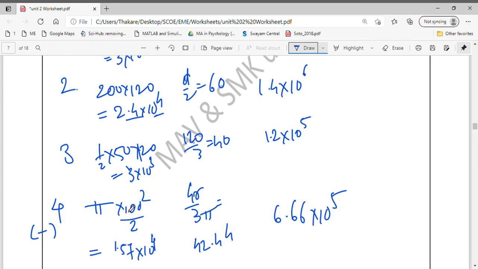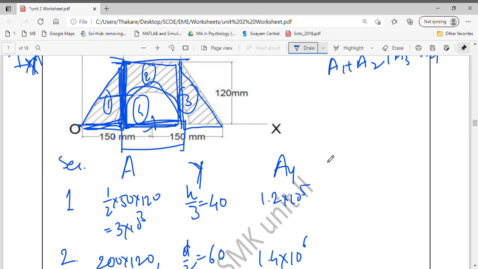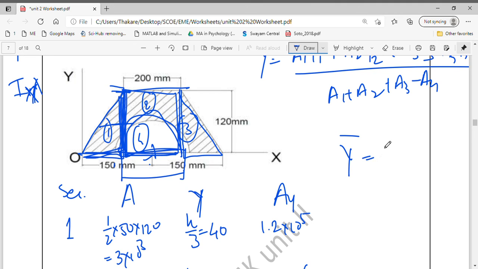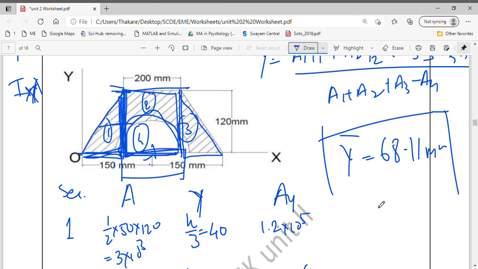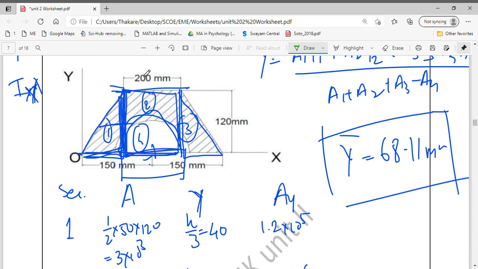On substituting all these values, this will be minus, this will be minus, and this will be minus. On substituting all these values, we will get y bar equal to 68.11 mm. Now we have to determine the moment of inertia about the horizontal centroidal axis. Since the height of this entire figure is 120 mm, the horizontal centroidal axis will lie at 68.11 mm.